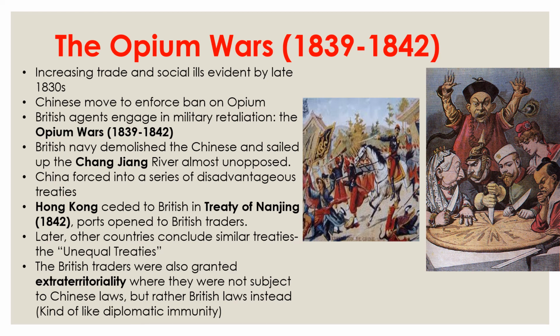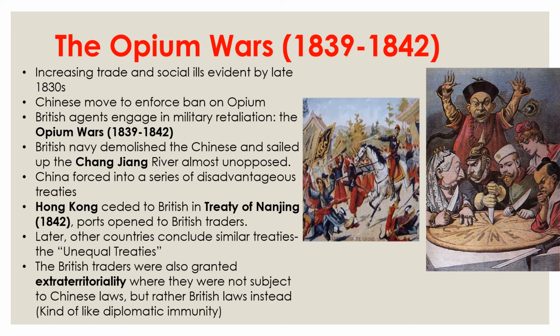The British traders were also, with the Treaty of Nanjing and other unequal treaties, granted what was called extraterritoriality, where they were not subject to Chinese laws at all, but rather British laws instead. It's kind of like a diplomatic immunity. In other words, they could trade opium as much as they wanted to the Chinese because it was not against British law for them to trade to the Chinese, even though it was against the Chinese law.